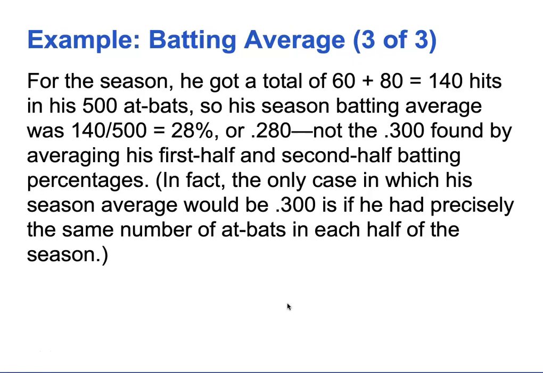In fact, the only case in which his season average would be .3 is if he had precisely the same number of at-bats in each half of the season. It has to be equal on both of them.